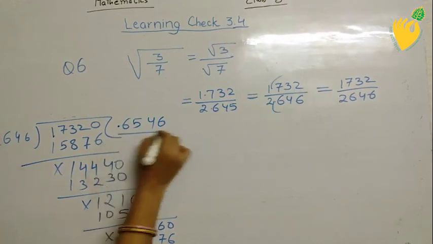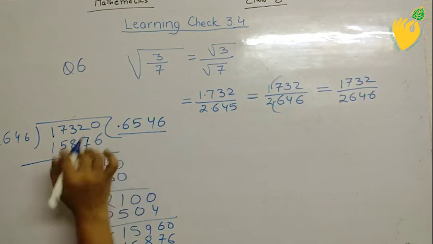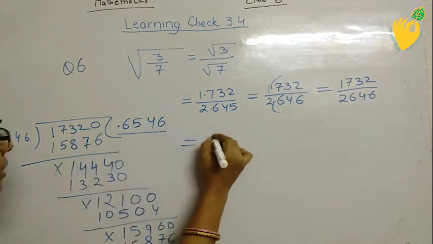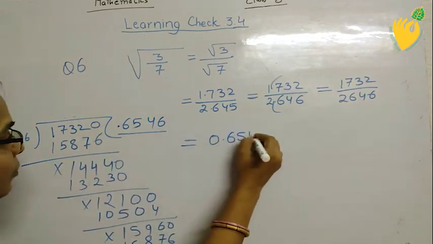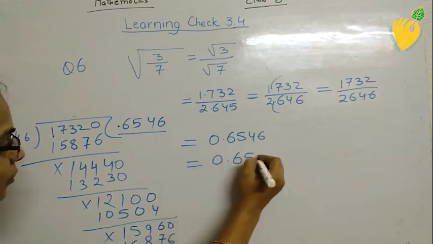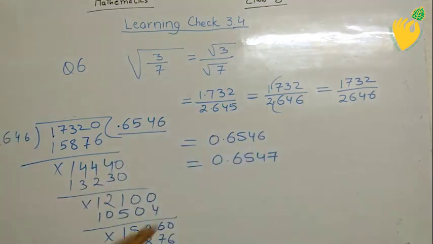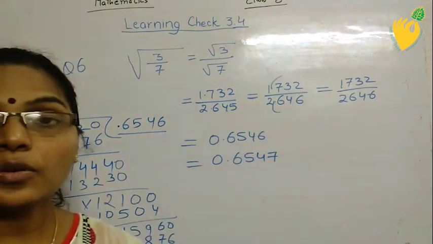1587. Now we have got the number after the decimal up to the 4th place. That is 0.6546. You can round off this number to 0.6547, which is the required answer.